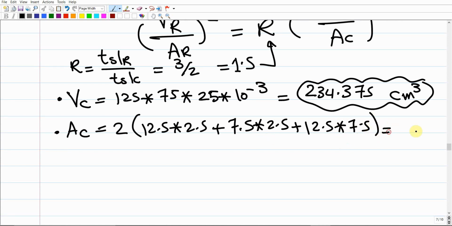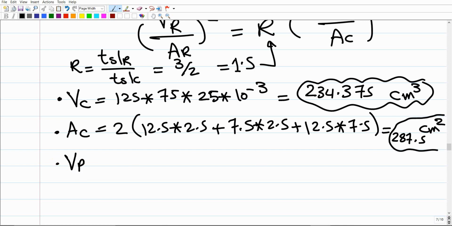If we do the calculation, we end up with something in terms of centimeter squared, and this is going to give us the area, definitely. So this will be 12.5 times 2.5 plus 7.5 times 2.5 plus the 12.5 times the 7.5, all times 2. This gives us 287.5. This should be the surface area of the casting.